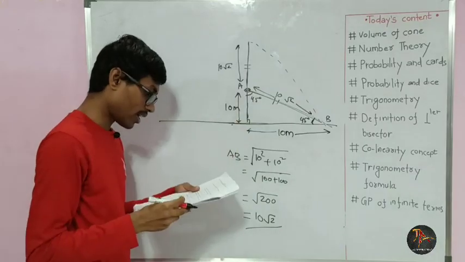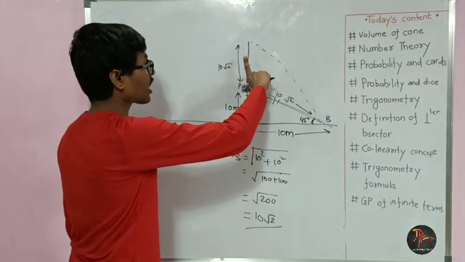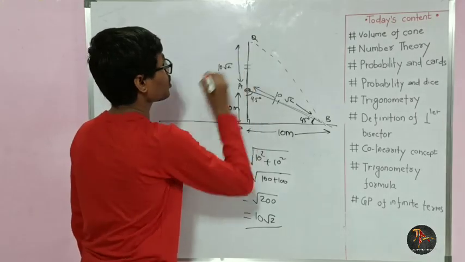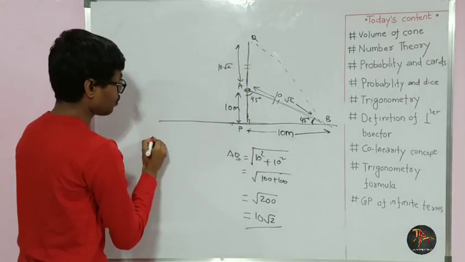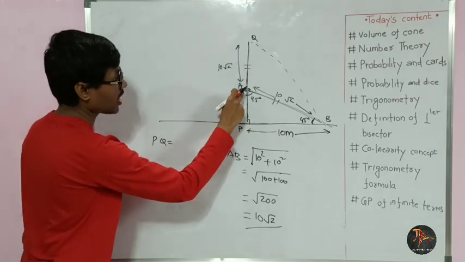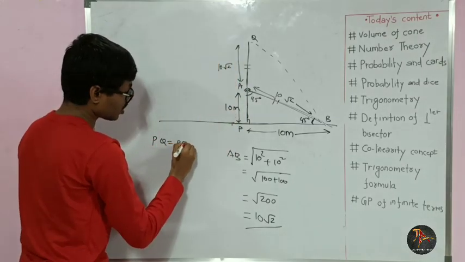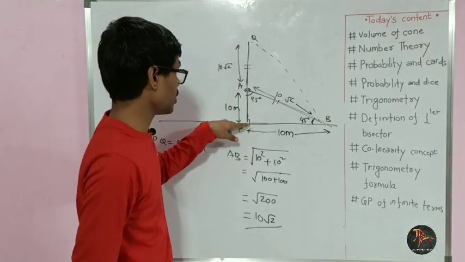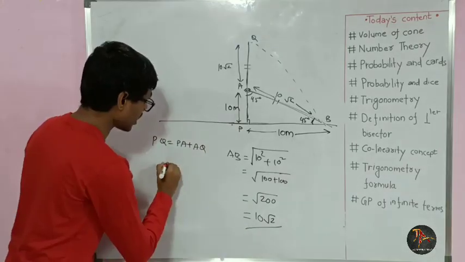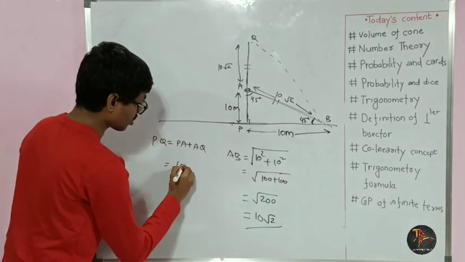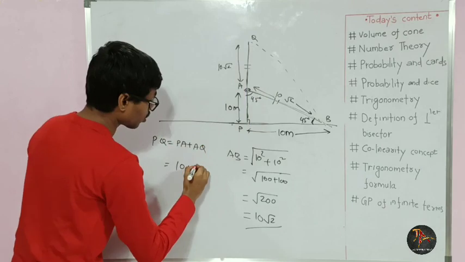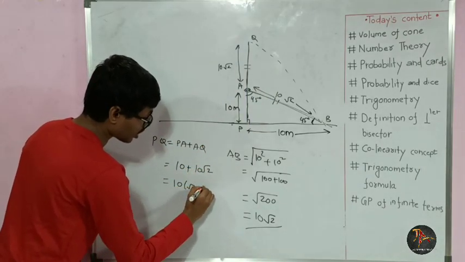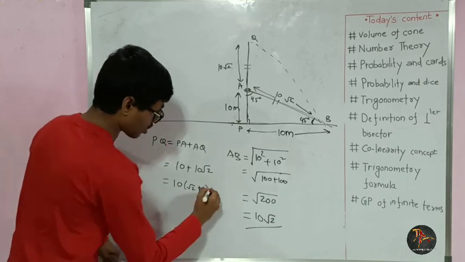So we have to find the height of the entire tree. Suppose it is point P and it is point Q. We have to find PQ. Now PQ is PA plus AQ. So the entire height is PA, which is 10 meter, plus AQ, which is 10 root 2 meters. So if I take 10 common, then I will get 10 into root 2 plus 1 meter.